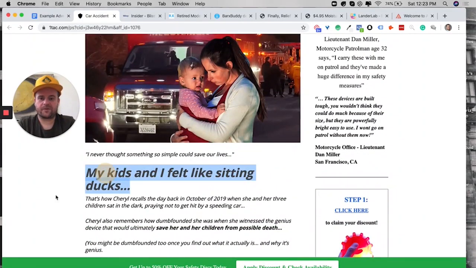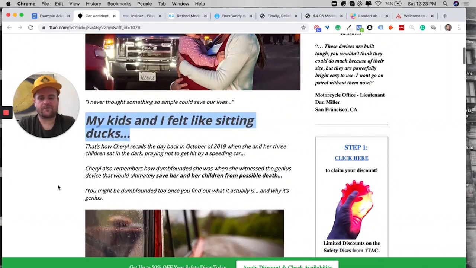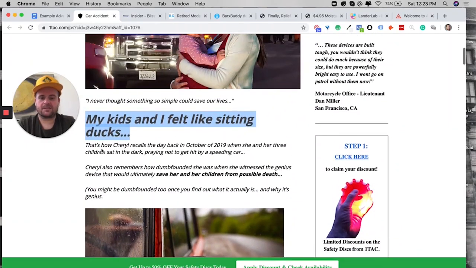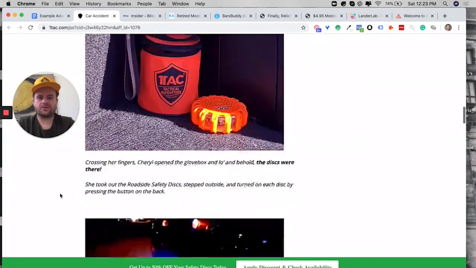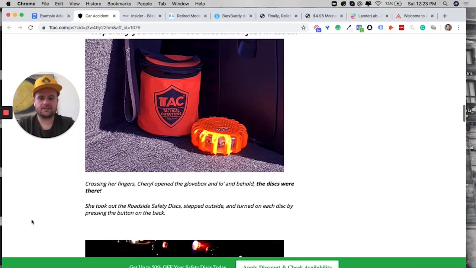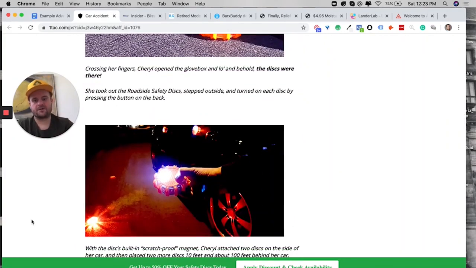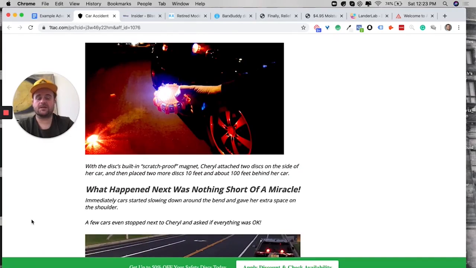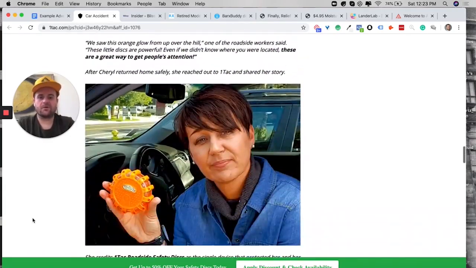So start off with this. "My kids and I felt like sitting ducks." So I found a story about a mom and her kids, and they got trapped, stuck on the side of the road. It's dark, right around the bend. No one could see them. So that's where these little lights come in handy, because you can stick it on the side of the car, outside the car, and so no one could see it. It saved their life. So this is an e-com product.